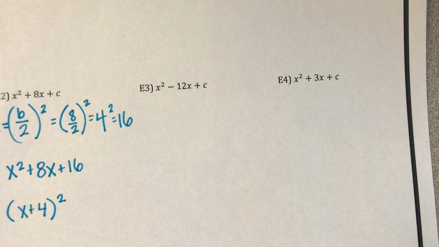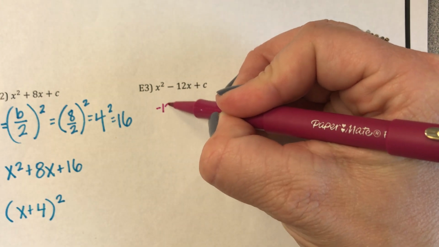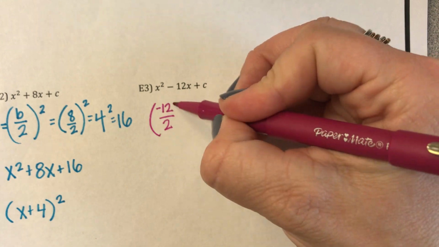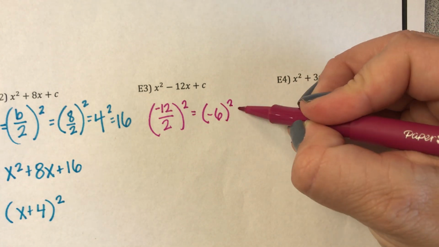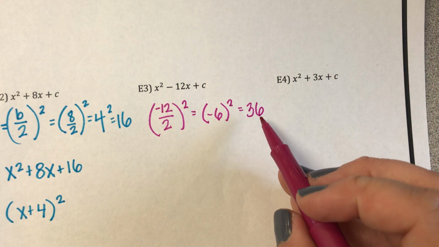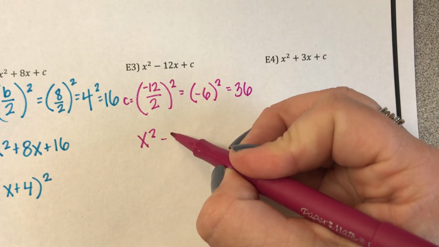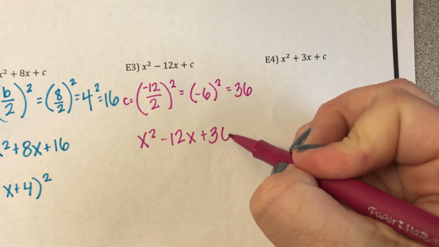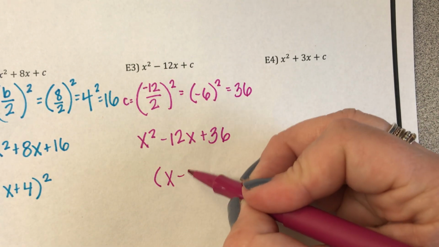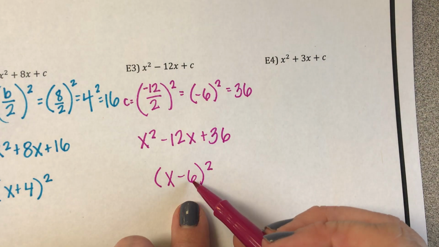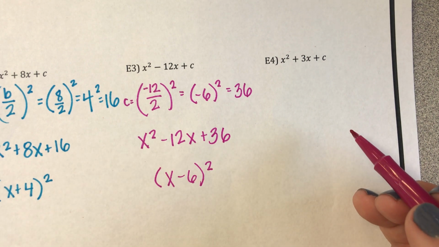So to get our c value, remember, we're going to do b over 2, so negative 12 over 2, and then we're going to square it. Negative 12 over 2 is negative 6. We're going to square it to get 36. So this is the value of c. And by doing that, my trinomial is x squared minus 12x plus 36. And when I factor that, the binomial would be x minus 6 squared, because negative 6 times negative 6 is 36, but negative 6 plus negative 6 is negative 12.